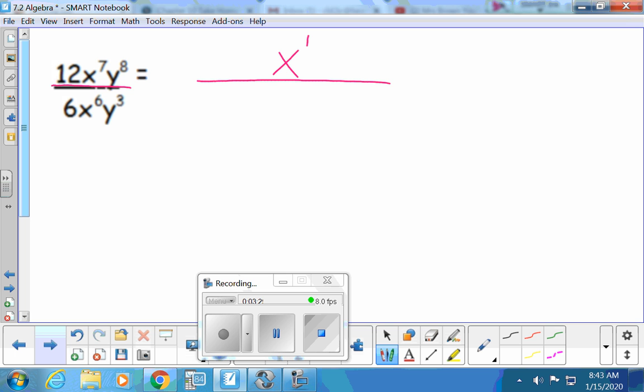However, because he did 7 minus 6, put the answer where the bigger was. But the question was, how do you deal with the 12 over 6? Because they're normal numbers. They're not exponents. Cassian? Yeah, and what is 12 divided by 6? 2 over 1. So you can just put a 2 there.